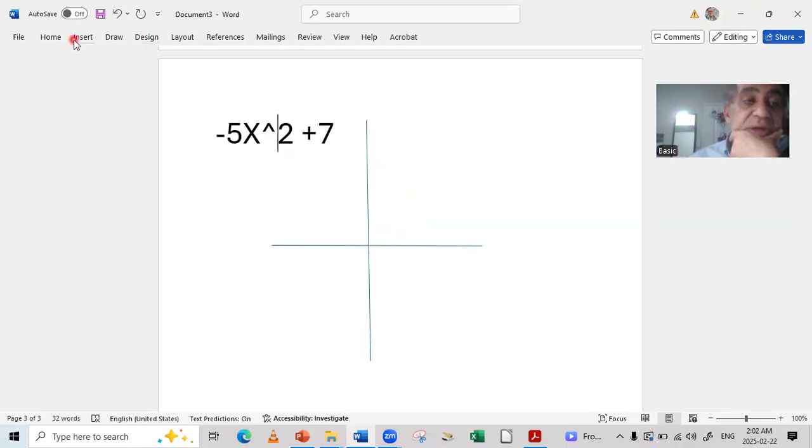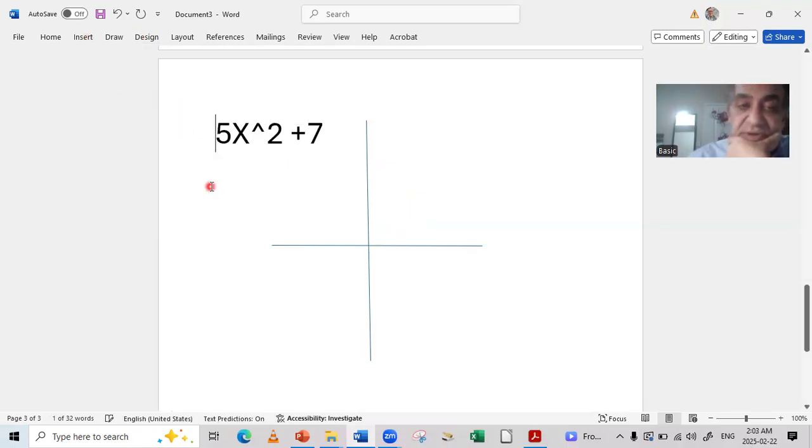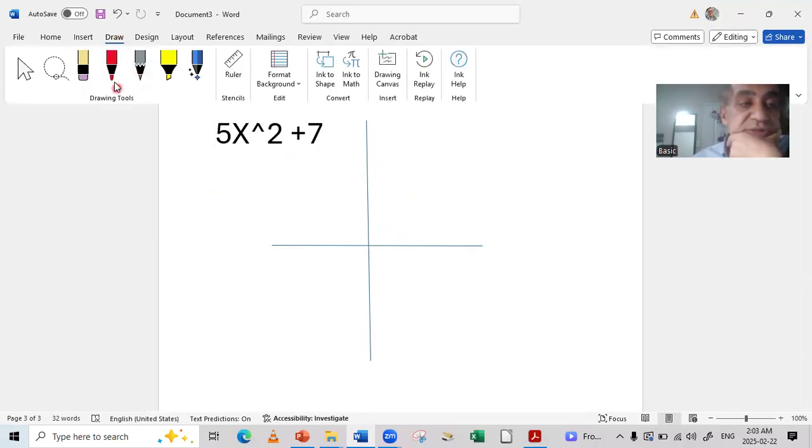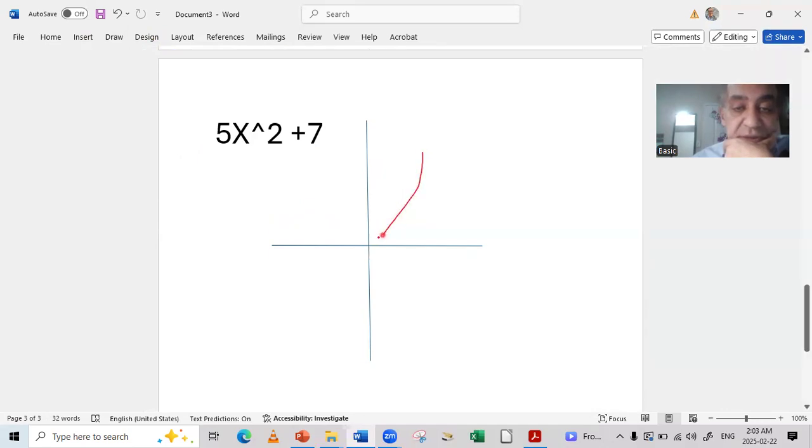Look at this. If this was positive, I will do the positive one first. If it was positive, then it will go like this. Just one second, guys. We'll try this pen now. Here it is. It will go like this. Okay, that was if it was positive.